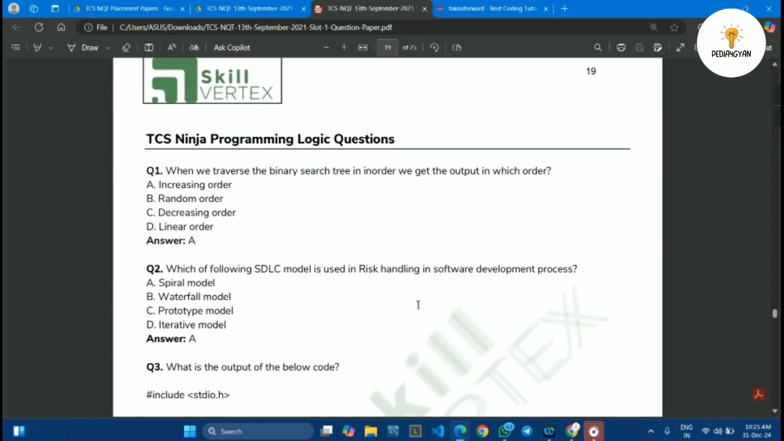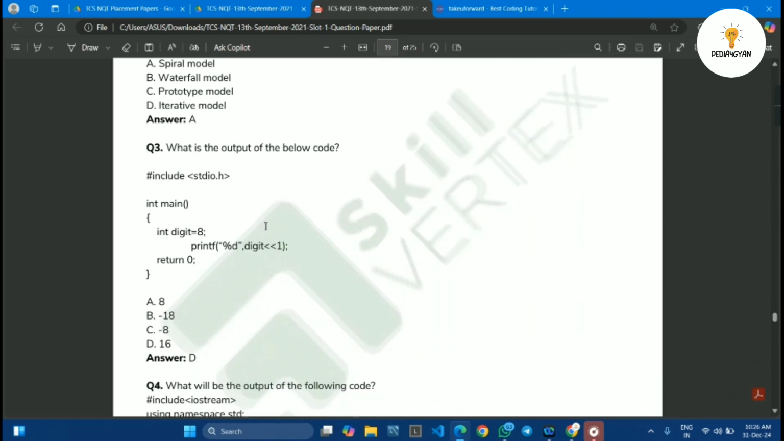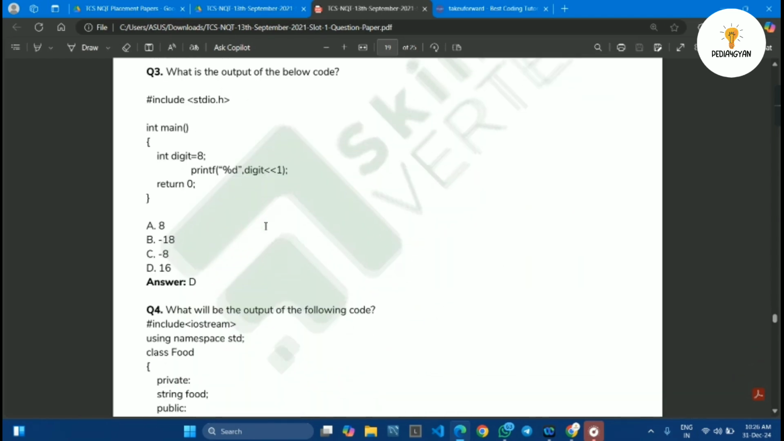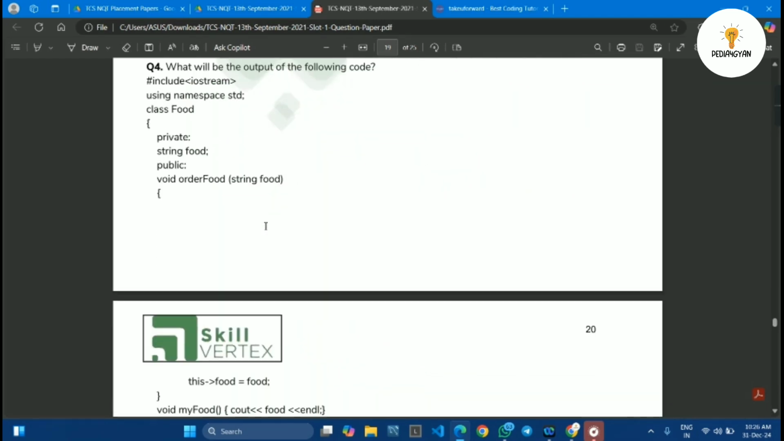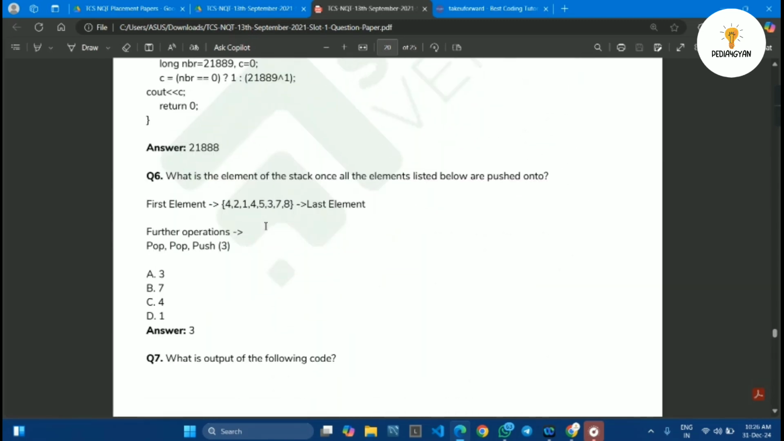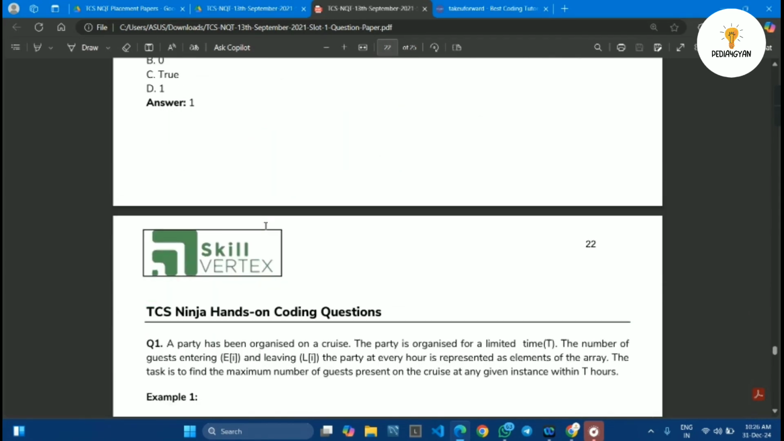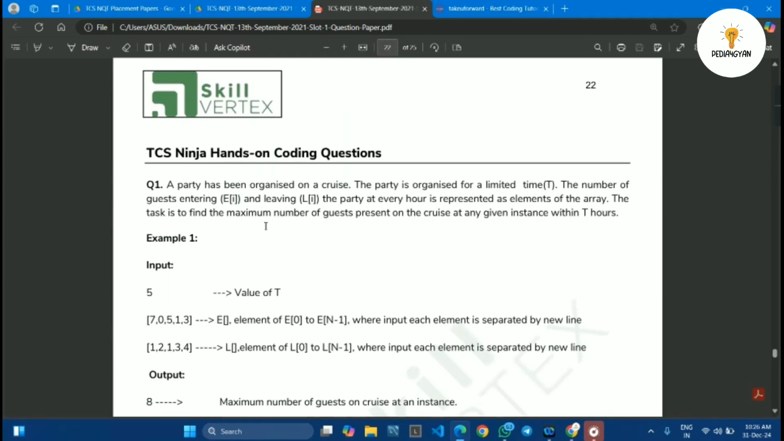And this is the TCS Ninja programming logic. These are the logical questions. You have to practice the basics of binary tree search. You have to get knowledge of SDLC, which is a software engineering subject. Pseudocodes are very important here. You have to solve multiple pseudocodes, and practice a lot of pseudocodes from TCS NQT previous year questions. Practice pseudocodes. This is not easy.